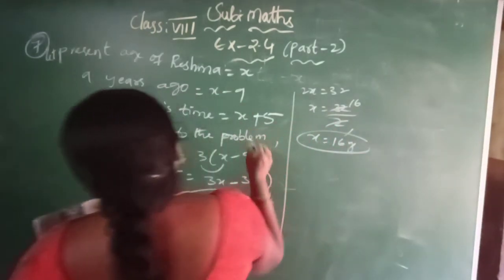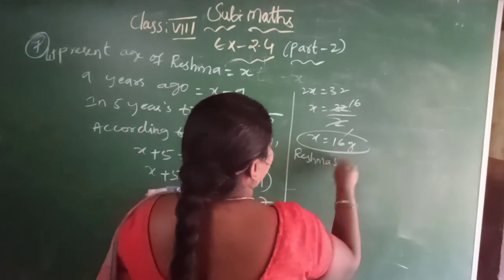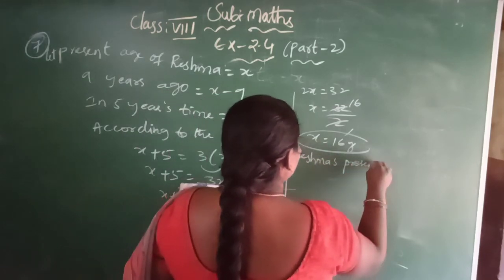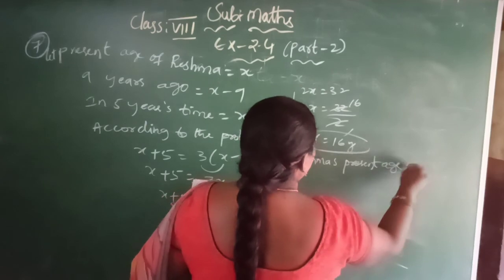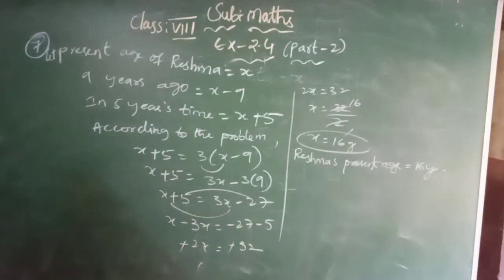So what is Reshma's present age? Reshma's present age is equal to 16 years. This is the exercise 2.4.